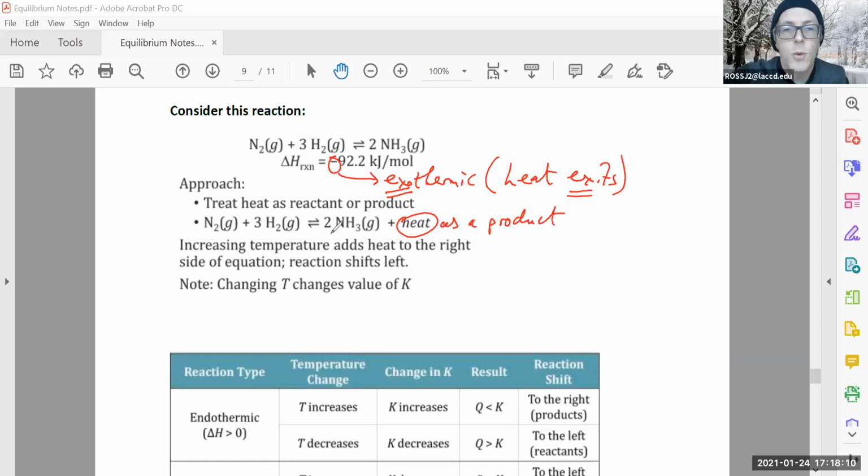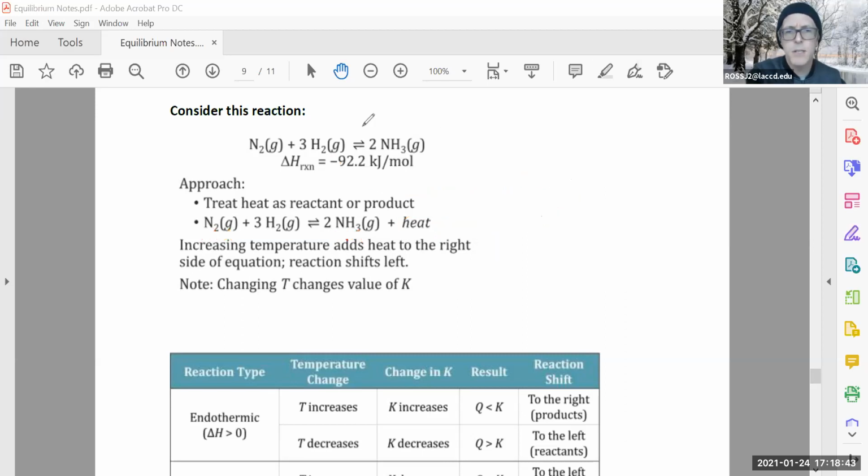So importantly, we know that we have a hot side, and therefore we have a cold side. So in the previous example, we had a high pressure and a low pressure side. When we consider temperature as a stress, once you know it's exothermic, the products are the hot side and the reactants are the cold side. Conversely, if it were an endothermic process, the products would be the cold side and the reactants would be the hot side. So we can now understand these effects on temperature based on that allocation of labels.